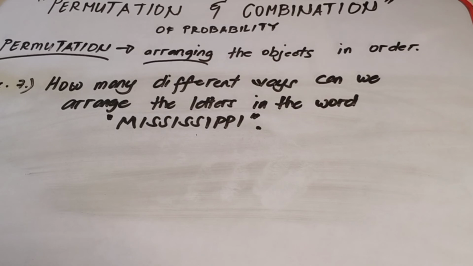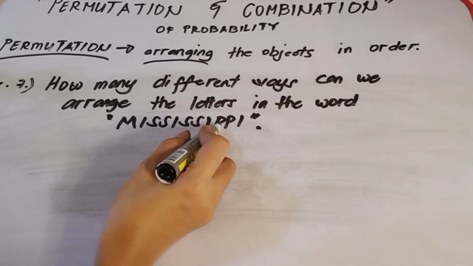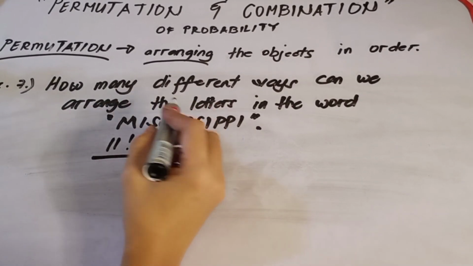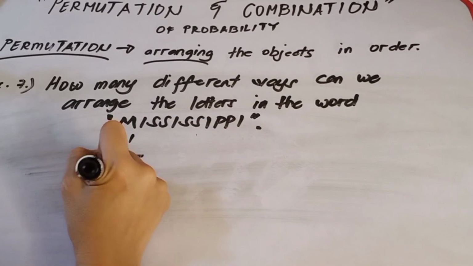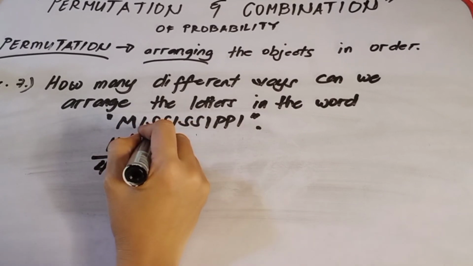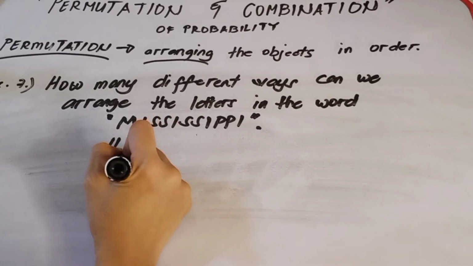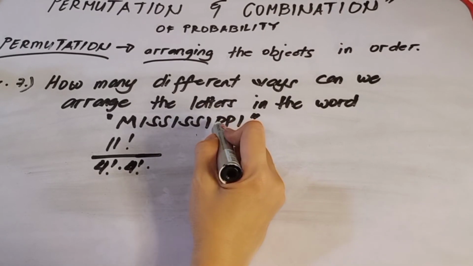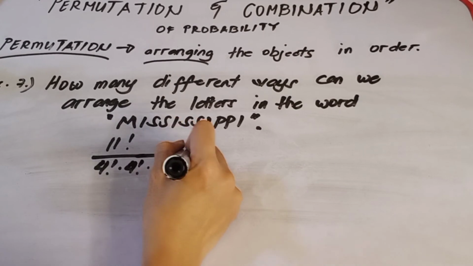Okay, so let's try another one. How about if the word that we have is Mississippi? Okay, si Mississippi, how many letters? 1, 2, 3, 4, 5, 6, 7, 8, 9, 10, 11. So that is also 11. So that is 11 factorial over... Ilang beses na ulit si I? That is 1, 2, 3, 4. So that is 4 factorial. Ilang beses na ulit si S? So that is 1, 2, 3, 4 times 4 factorial times, ano pa yung naulit natin na letter? Letter P. So that is 2. So times 2 factorial. Okay.